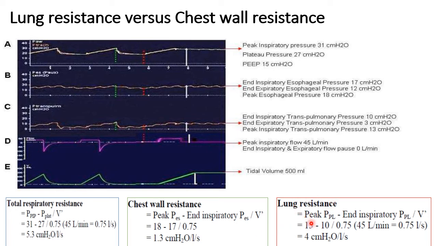Lung resistance will be peak transpulmonary pressure, which is the green line here, 13, minus the end inspiratory plateau transpulmonary pressure, which is that white line here, 10. So 13 minus 10 over the same flow, it will be 4 centimeter water per liter per second.